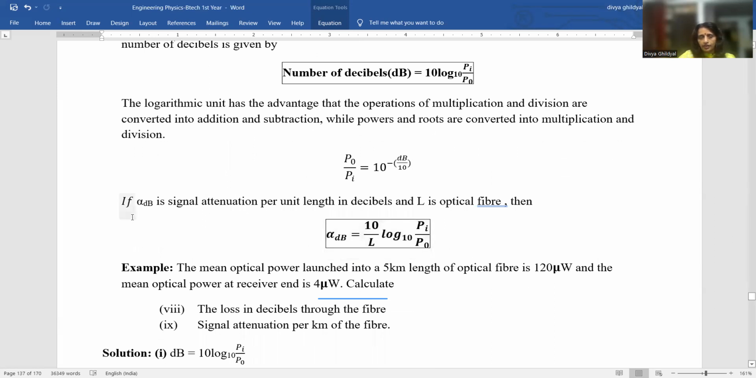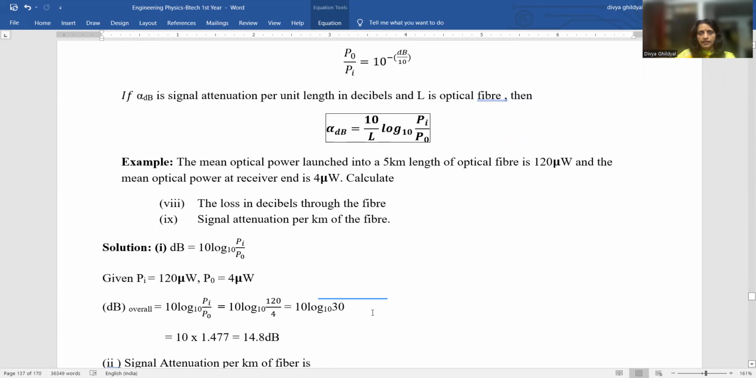So if alpha in decibels is signal attenuation per unit length and L is the length of optical fiber, then alpha decibel is equal to 10 upon L, length of optical fiber, log base 10 Pi, input power, upon P naught, output power. Very simple numerical I will show you on this expression.